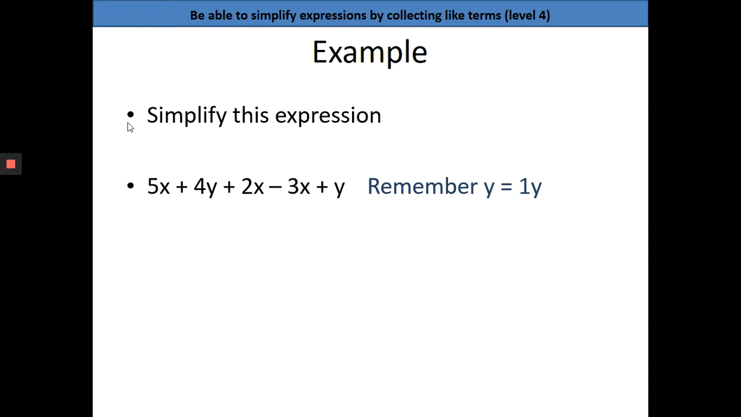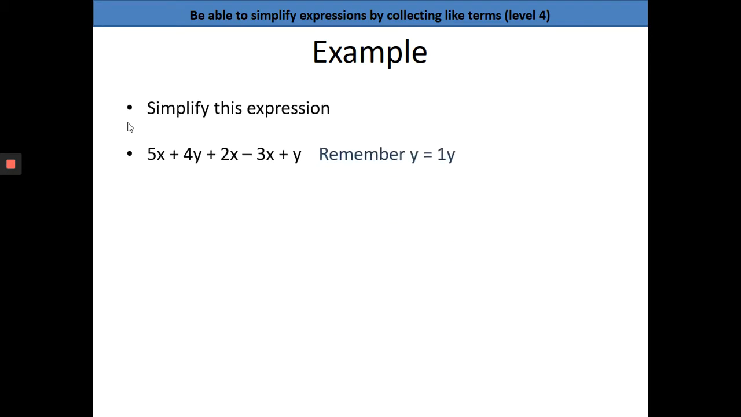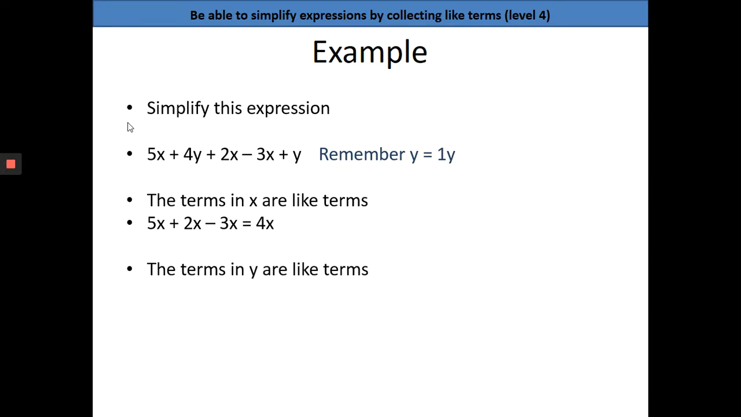We then have 5x, add 2x, take away 3x. So we can put all the x's together. So 5x add 2x equals 7x. But we then need to subtract the 3x. So 5x add 2x take away 3x equals 4x. We then combine it with the y's, which we worked out earlier, which means in total you have 4x add 5y.